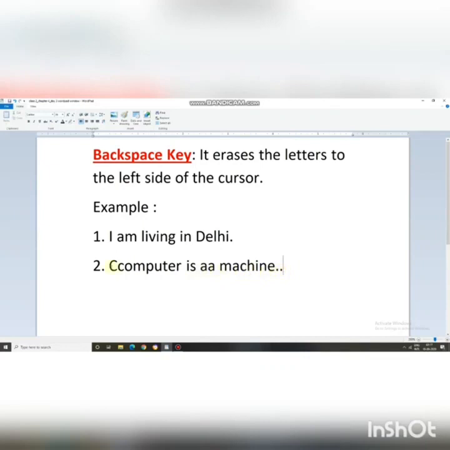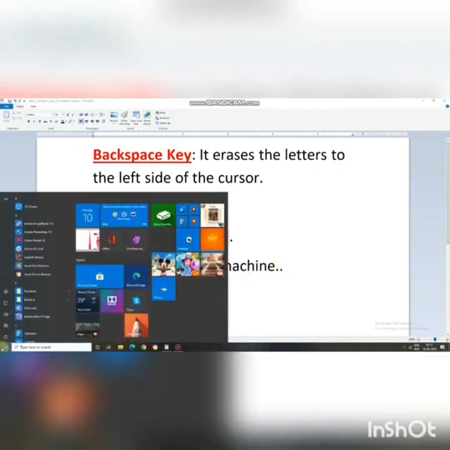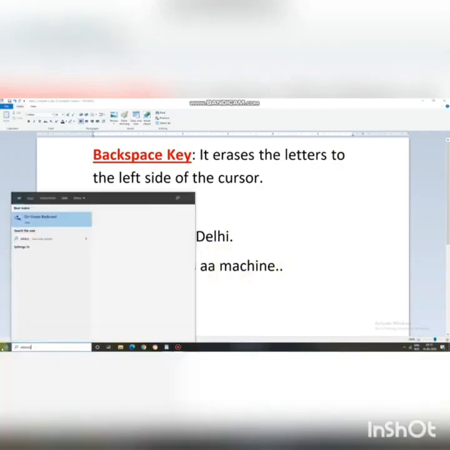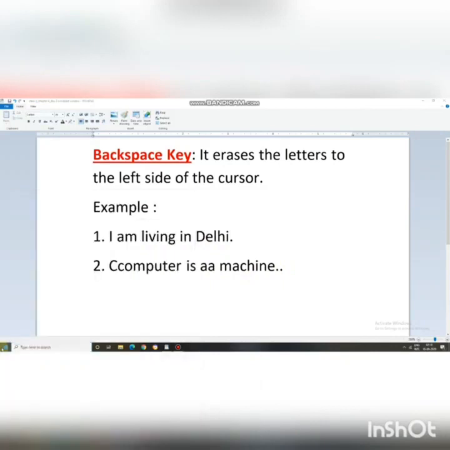Now let me erase all these three mistakes with the help of the backspace key. Where is the cursor right now? Yes, it is blinking over here. Now use the on-screen keyboard. Let's open the on-screen keyboard so that it is much more clear to you.